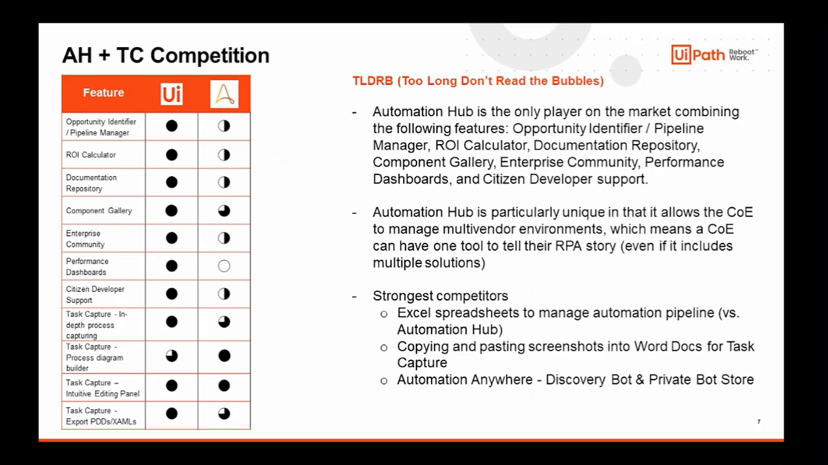Automation Hub is particularly unique in that it allows the COE to manage multi-vendor environments, which means a COE can have one tool to tell their entire RPA story, even if it includes multiple solutions. And while Automation Anywhere has made announcements around Discovery Bot and the private bot store, our strongest competition, frankly, is still the Excel spreadsheet and the Microsoft Word document.